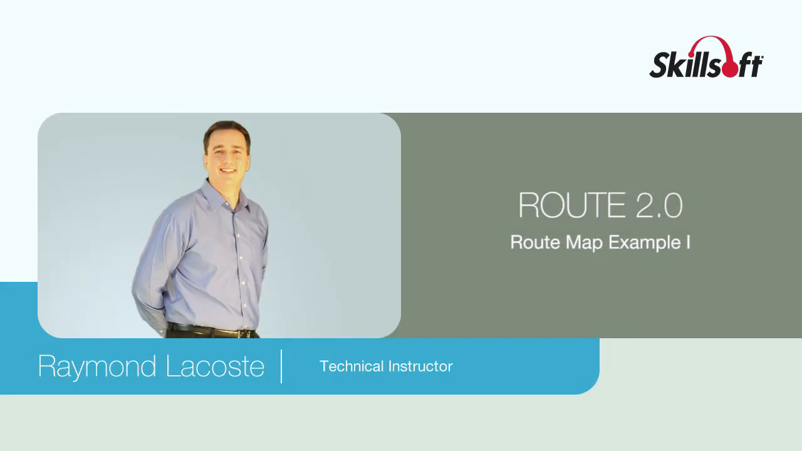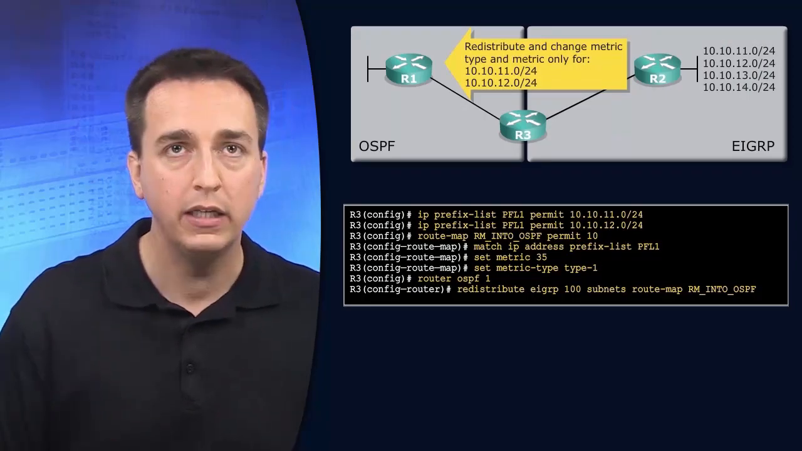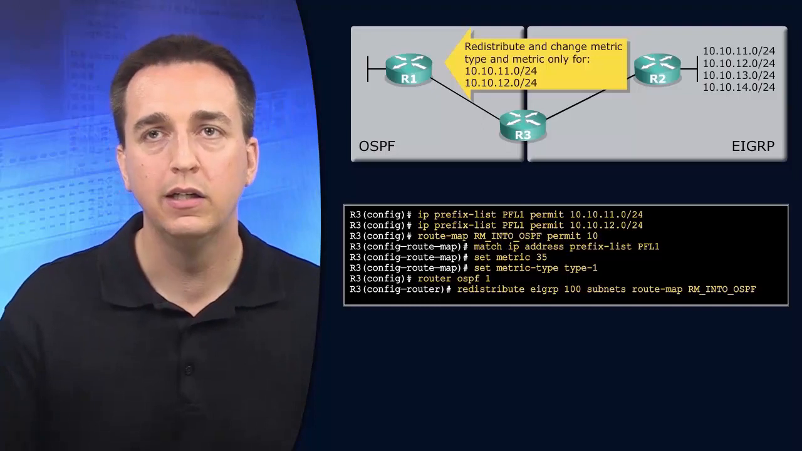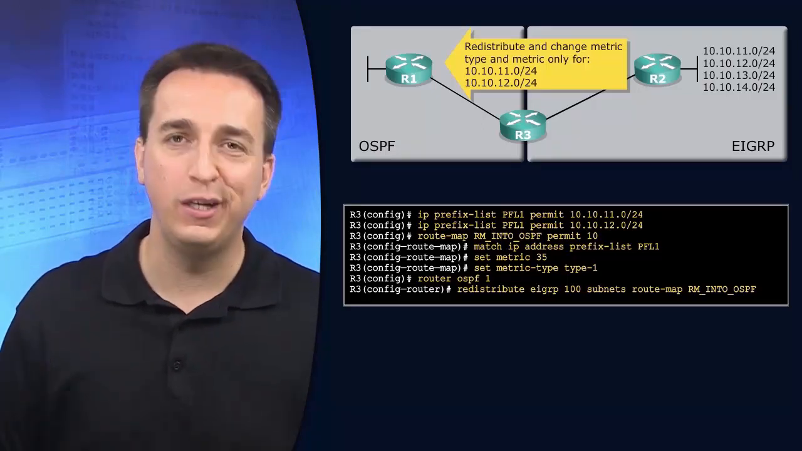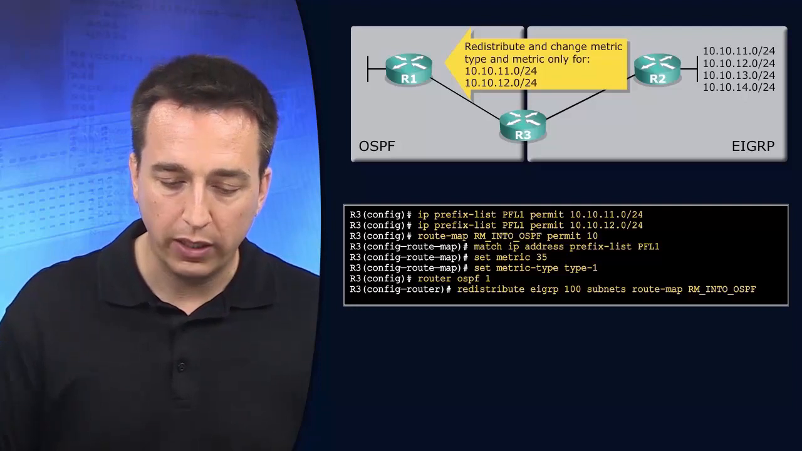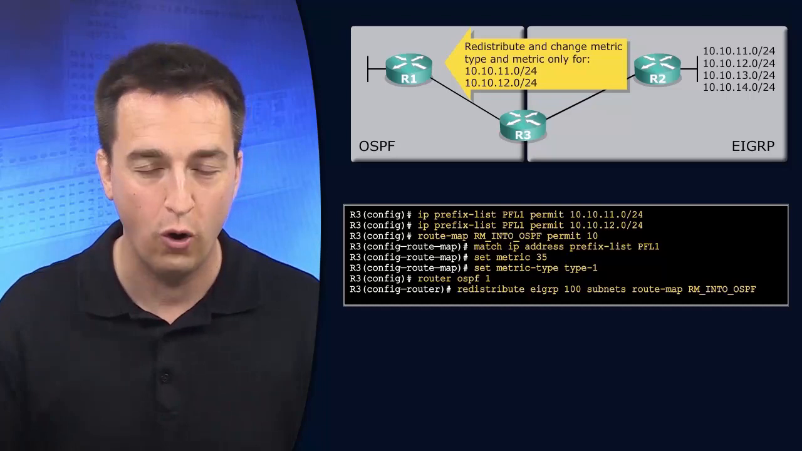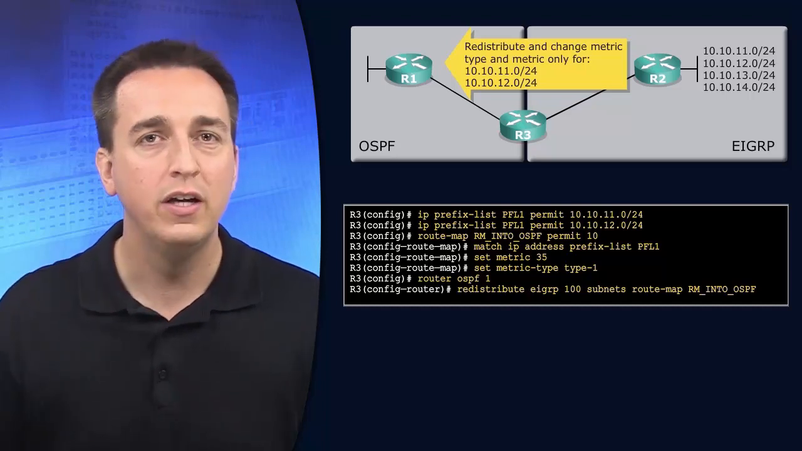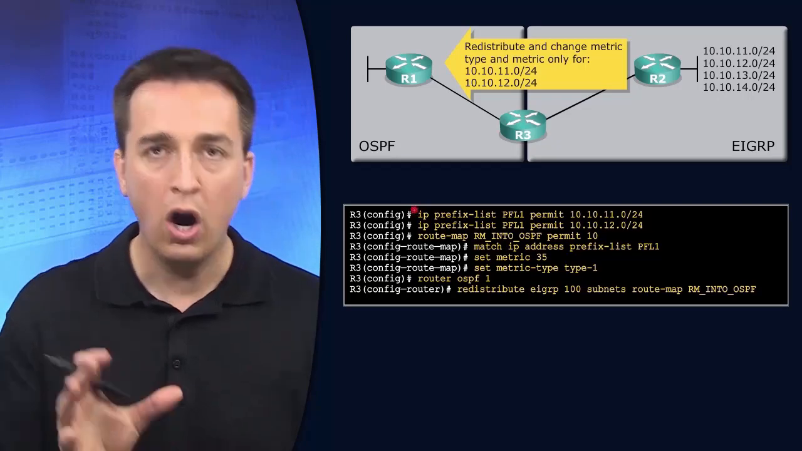Let's look at an example here. The example they provide us is about controlling which routes are redistributed, and more importantly, the modification of those routes that are being redistributed. So in this example here, we are only going to redistribute 10.10.11.0/24 and 10.10.12.0/24. So the prefix lists that are created are exact matches.